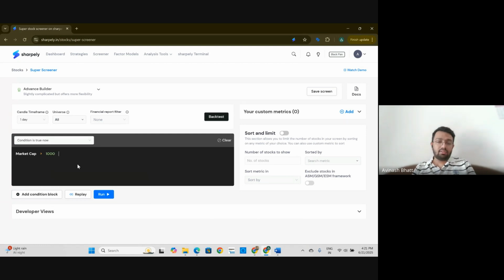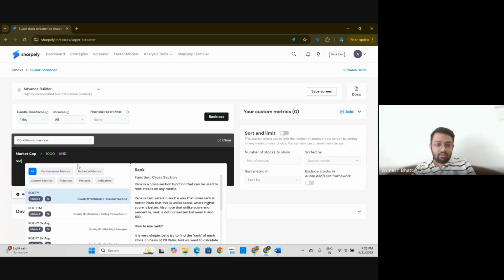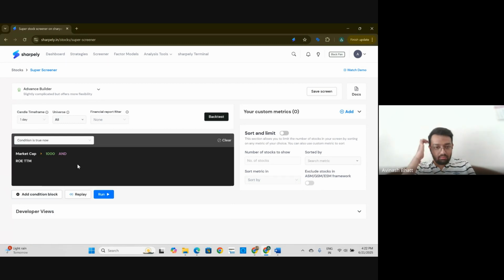What this will do is this will remove very small companies from our screening, because for very small companies there is not much public data available. The price fluctuations are also very high in small companies. So ideally, you can have this as 500 crore as well, but right now we will use 1,000 crore. So first filter is market cap is above 1,000 crore. Second filter can be return on equity for, let's say, trailing 12 months. Most recent 4 quarters should be greater than 15.